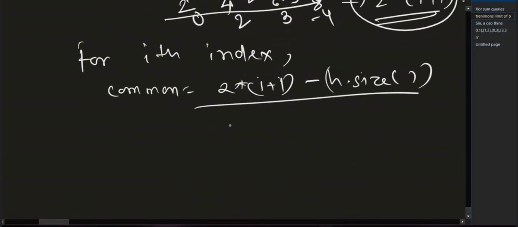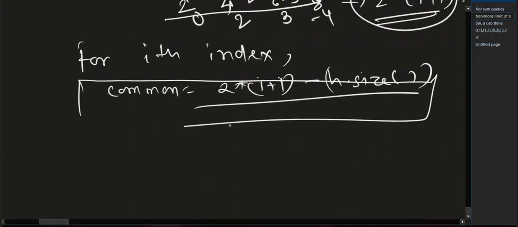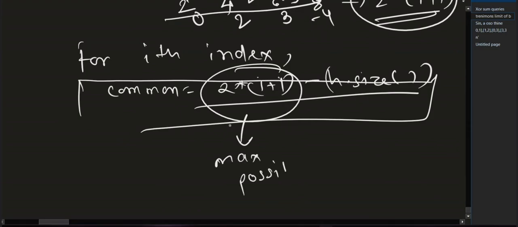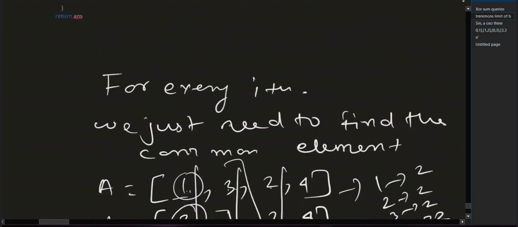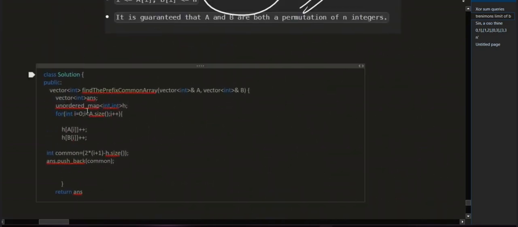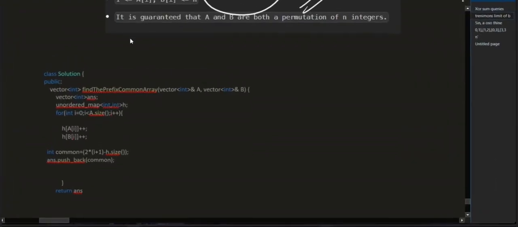So this was my second approach. For the ith index, I just made a formula: common is equal to 2 times, this is the max possible, minus the current count we have. So this was my formula, and this is the approach which I was talking about.